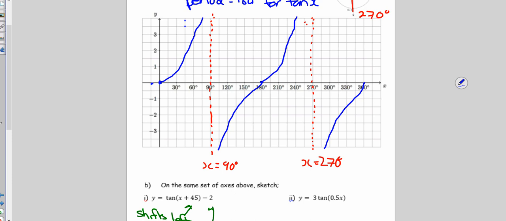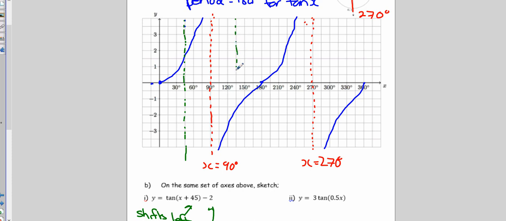I'll do this one in green first, so when I look back at this. In the end, your graph's going to look like a bit of a mess because you've got so many things on it.